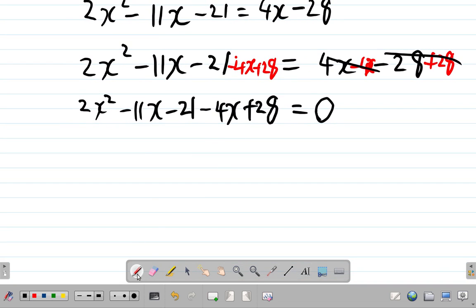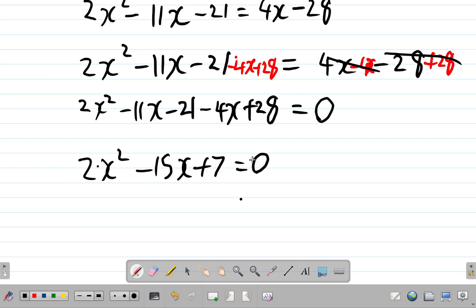So here now, we have 2x squared minus 11x minus 4x. Negative 11 minus 4 is negative 15, minus 15x. Now negative 21 plus 28 is what? 7. Positive 7. So you say plus 7 equals 0. So we simplify the quadratic equation to what you see here.